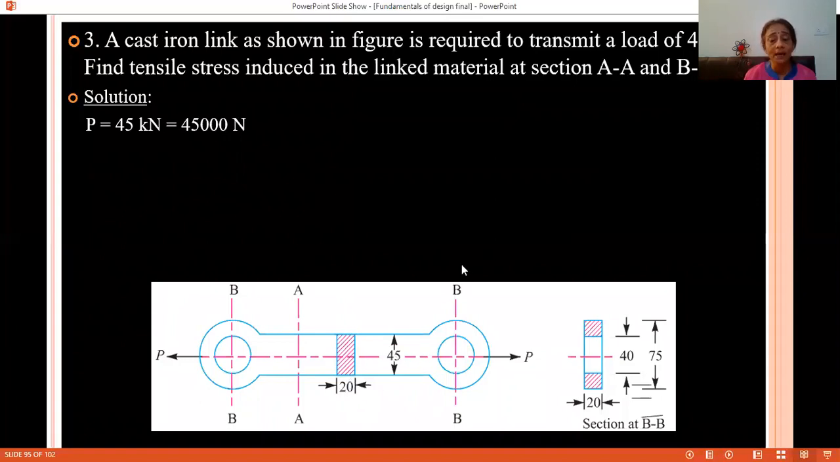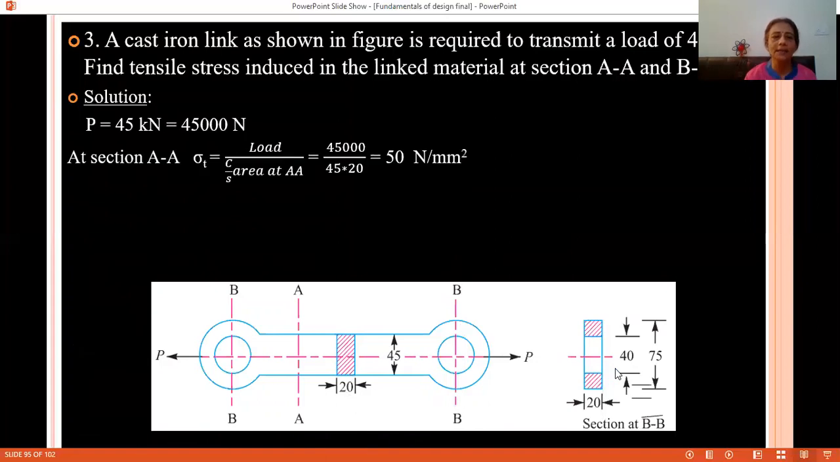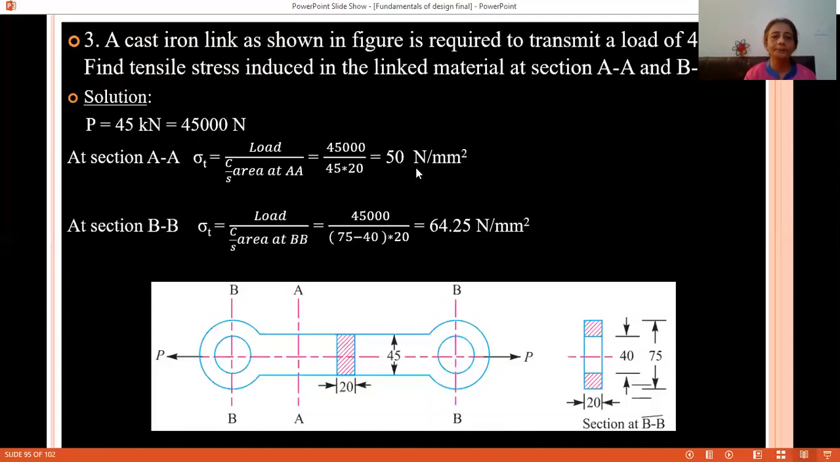It is a cut section. So when we see the area of section AA, it will be 45 into 20. When we see the cut section of BB, it will be a hollow rectangle with width 20 and depth a difference of 75 and 40. So one by one, at section AA, tensile stress is equal to load upon cross sectional area at AA, and the answer is 50 Newton per mm square.